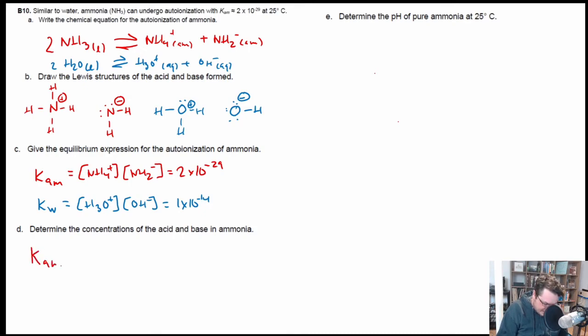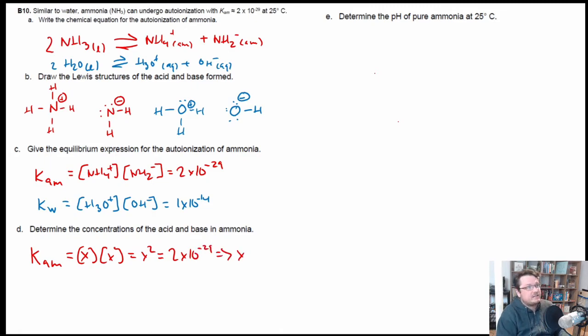We have KAM, the equilibrium constant of the ammonia. Since we know that the concentrations of the ammonium and the NH2 minus are going to have to be equal to each other, we can set both of them equal to X. So you have X times X is equal to X squared, and that's going to be equal to 2 times 10 to the negative 29. From there, all we have to do is simply take the square root of the equilibrium expression.